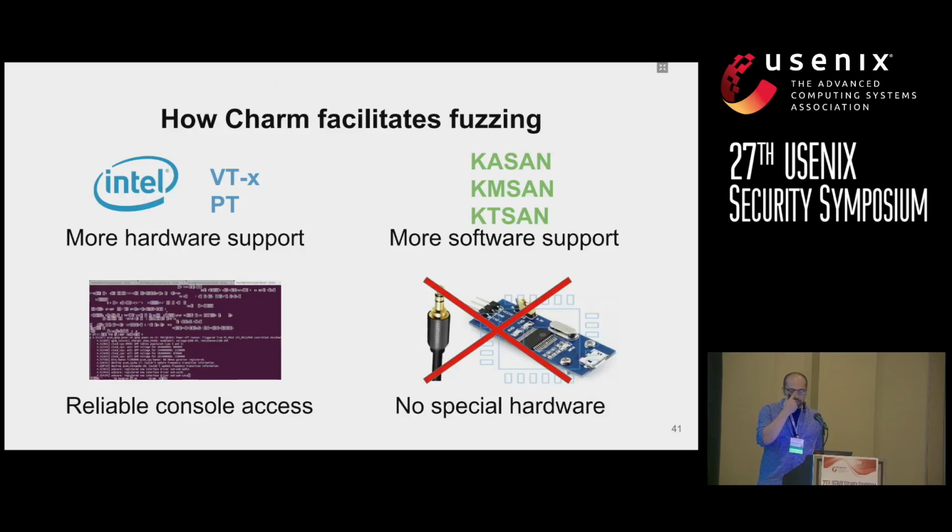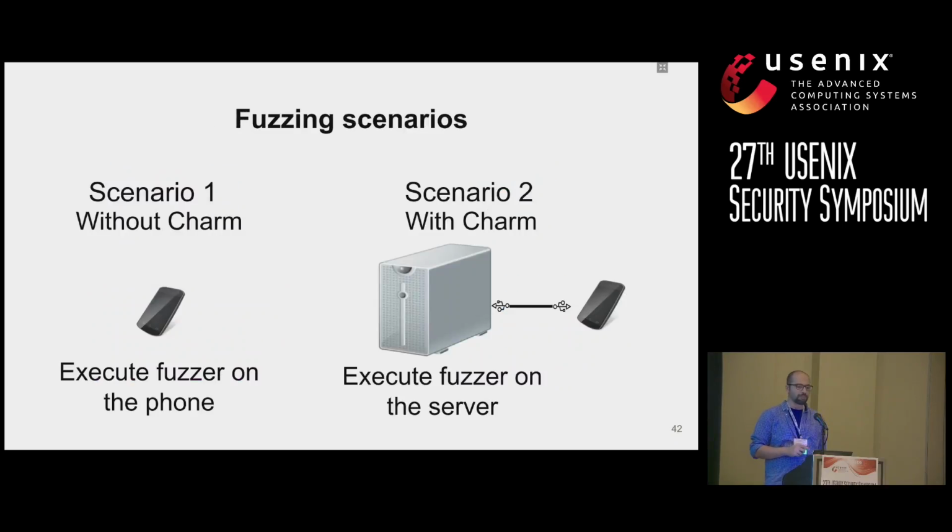Another thing is that to do fuzzing, you need to have the output of the program and you need reliable console access. This task is hard for many mobile devices because you might need specialized hardware, or in some cases you need engineering effort such as soldering new devices to your system, which in our system is not necessary because we use the normal USB channel.